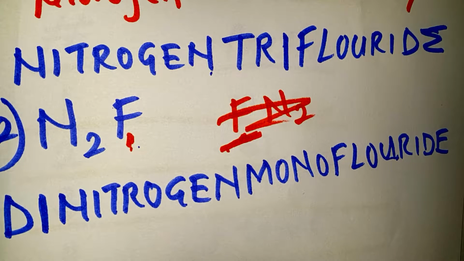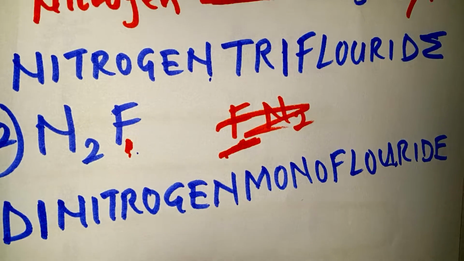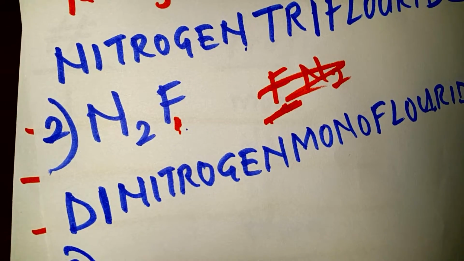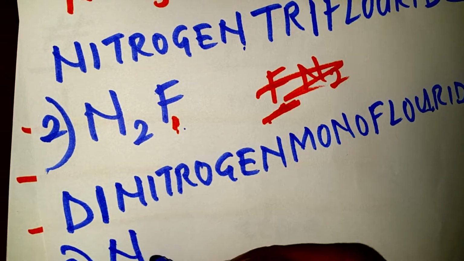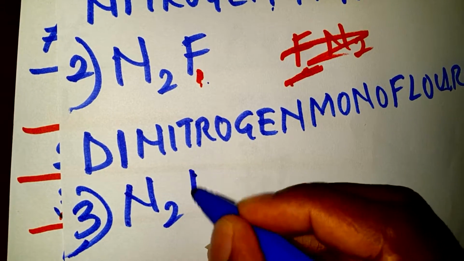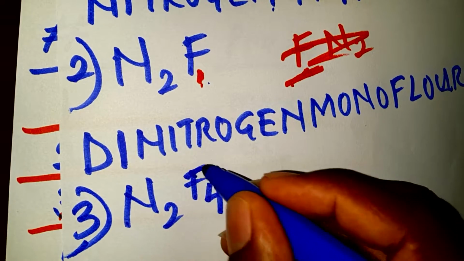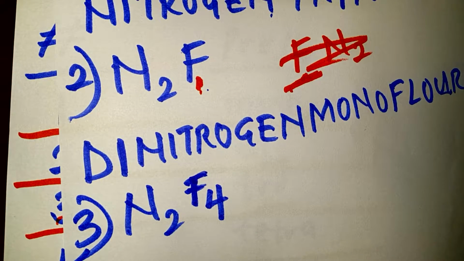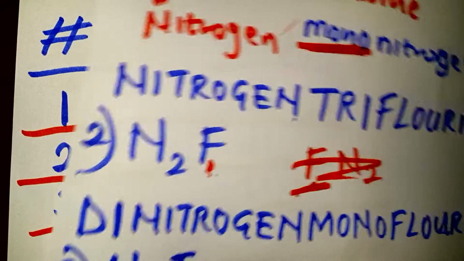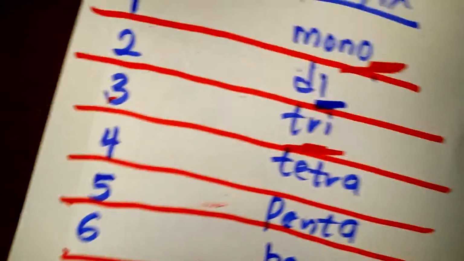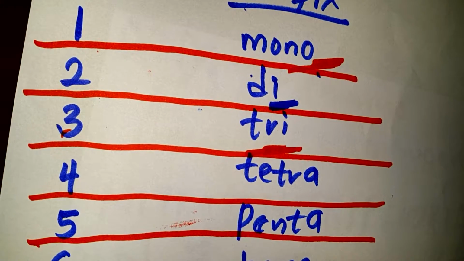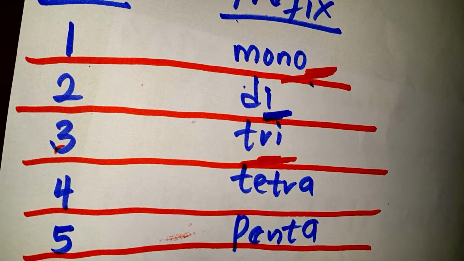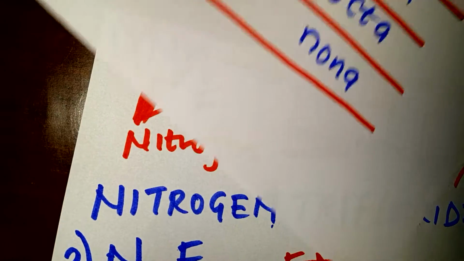I have another example here. Just try and pause the video and try to figure this out. I have N2F4. What could this be? Just try to pause the video and try to solve it. This is the table. Okay, I'm back. Did you figure it out?